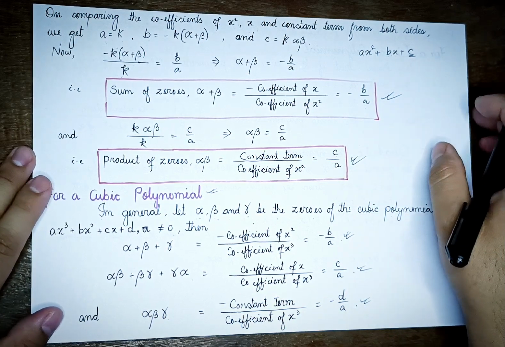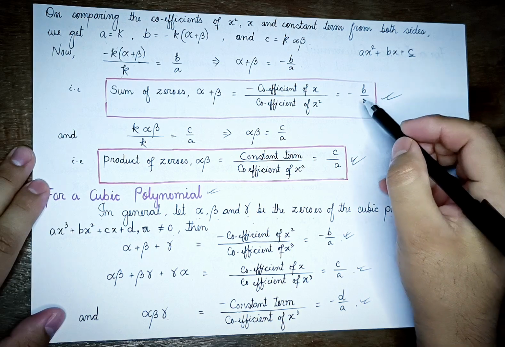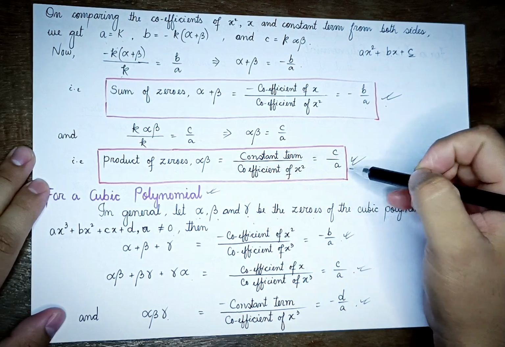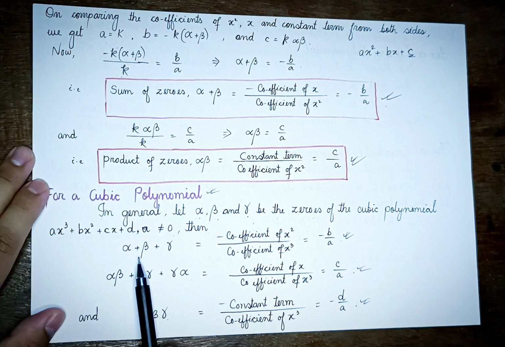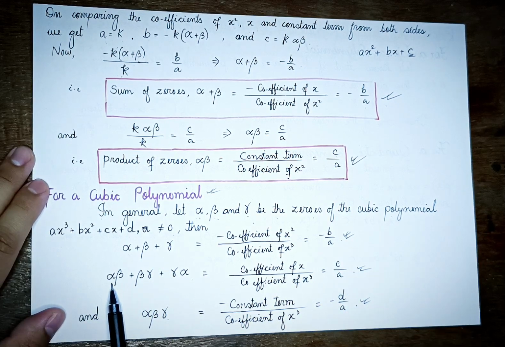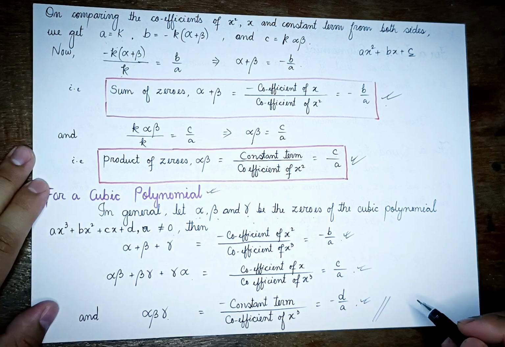Okay, let's revise it again. For a quadratic polynomial, the sum of zeros will be -b/a and the product of zeros will be c/a. For a cubic polynomial, the sum of zeros will be -b/a, alpha·beta + beta·gamma + gamma·alpha will be c/a, and the product of the zeros will be -d/a. You must know this and learn it by heart.